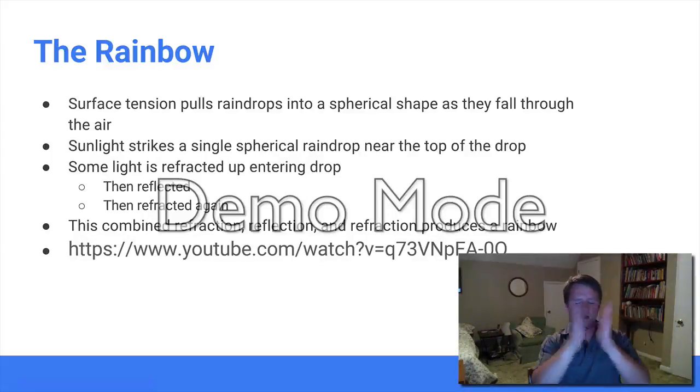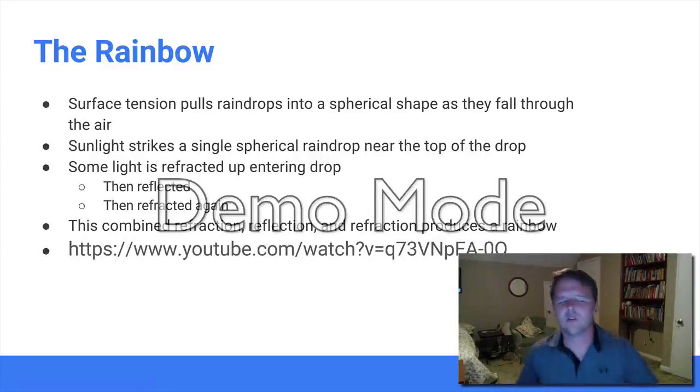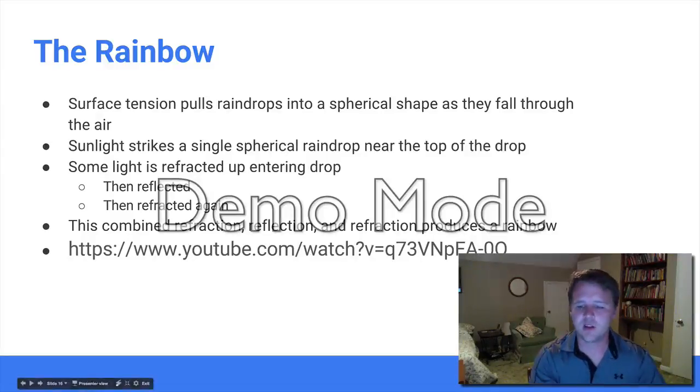It separates the light colors into ROY G. BIV. Red, orange, yellow, green, blue, violet. And here's a really good video for you to watch, which I'll post to Blackboard in a little bit.